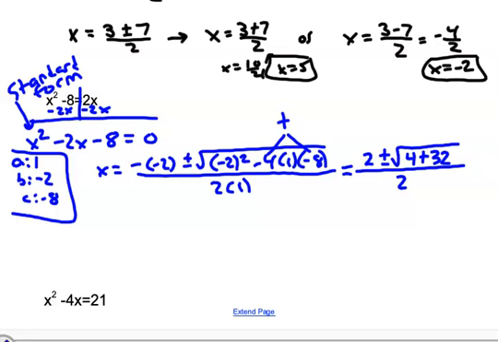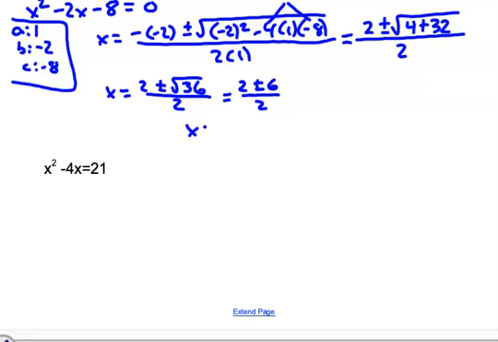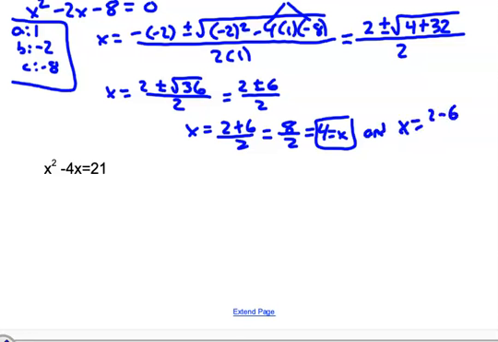Then I have that x is equal to 2 plus or minus the square root of 36 over 2. And I know that the square root of 36 is 6. So I have 2 possibilities for answers here. One, when I use the plus sign. So one answer is x equals 4. And one answer, when I use the minus sign, x equals 2 minus 6 over 2, which is -4 over 2. So one answer is -2.